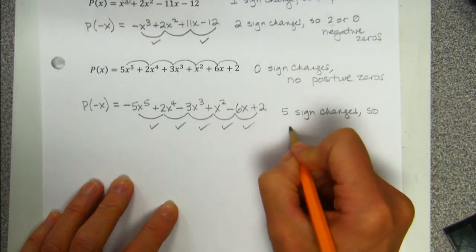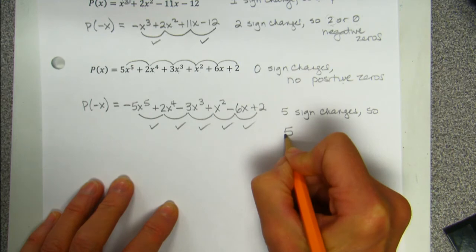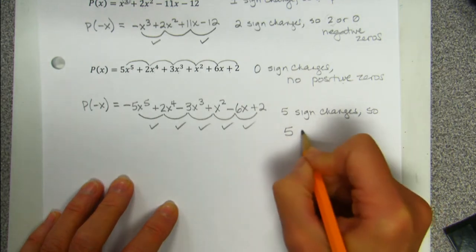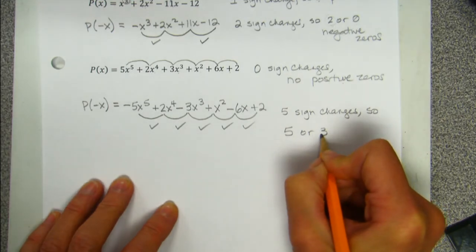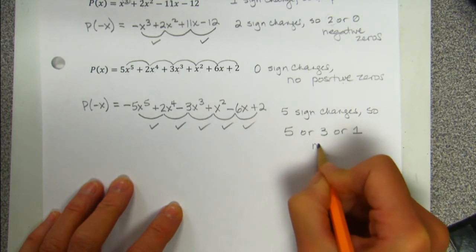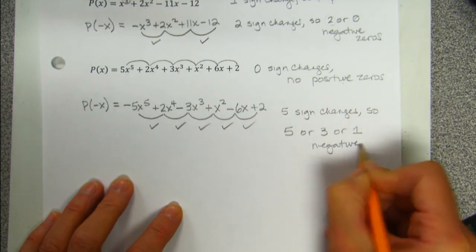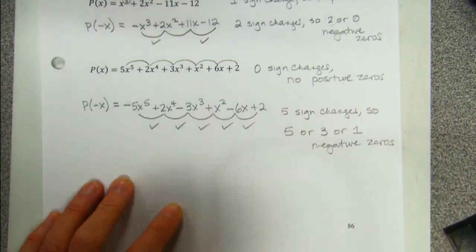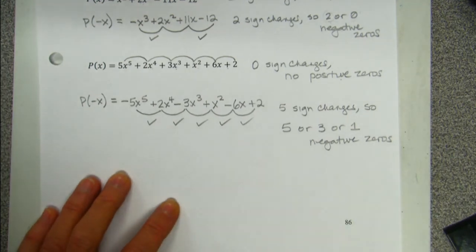There will either be 5 negative, okay, that's higher than 2, we have to subtract 2, or 3. That's still higher than 2. We have to subtract 2 again. Or 1 negative. So I'll either have 5 negative x-intercepts, or 3, or 1.